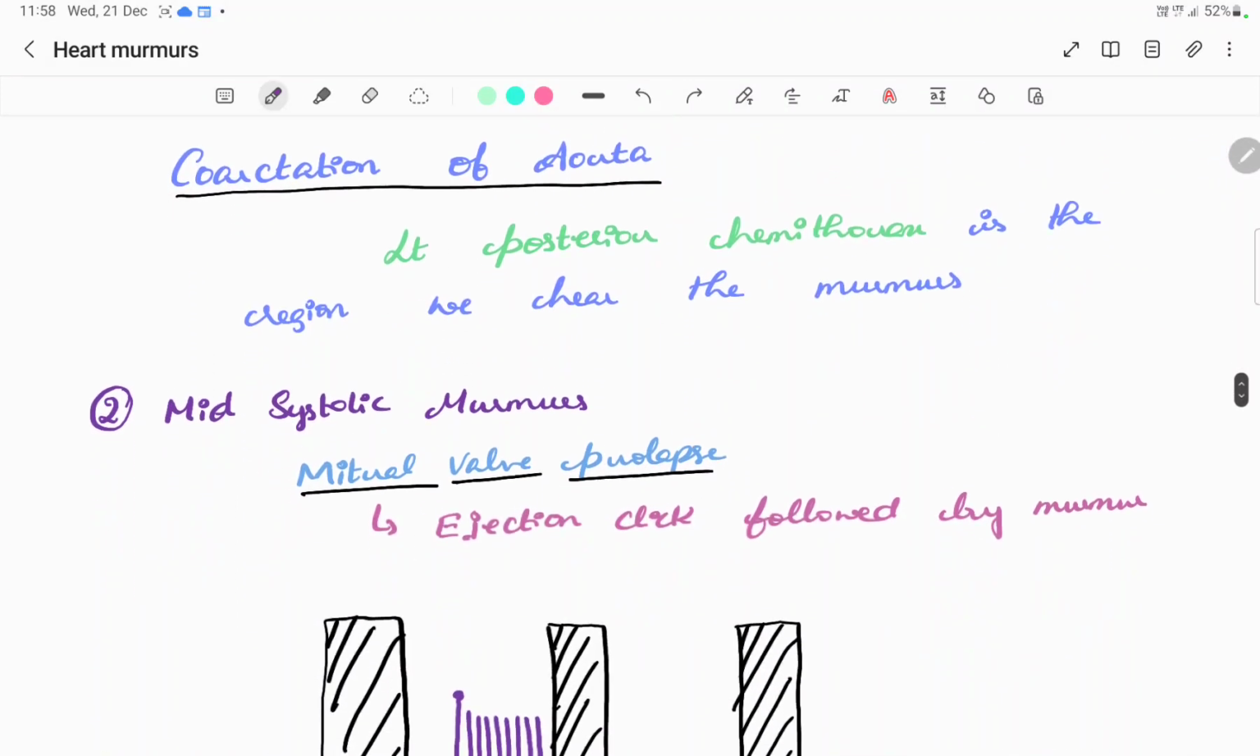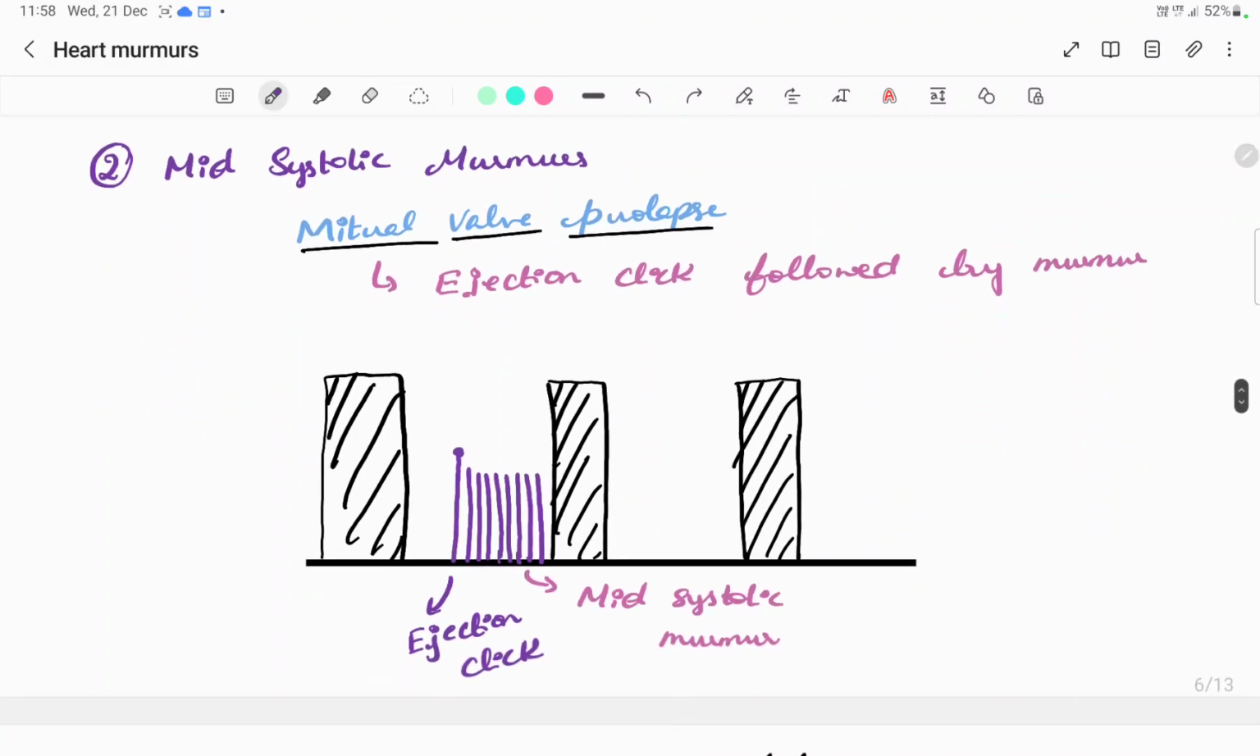Coarctation of aorta. This is kind of different. It is heard in the left posterior hemithorax. Okay, so coarctation of aorta. So we saw about early systolic murmurs.